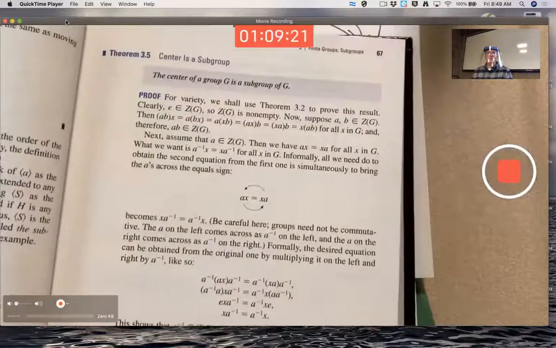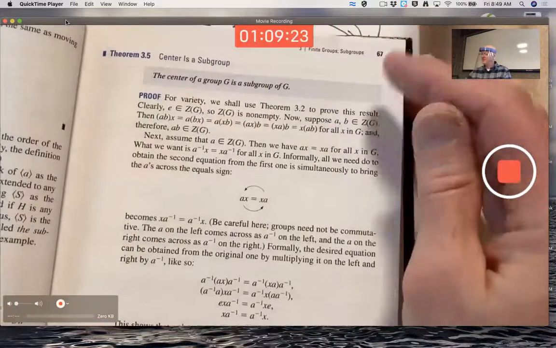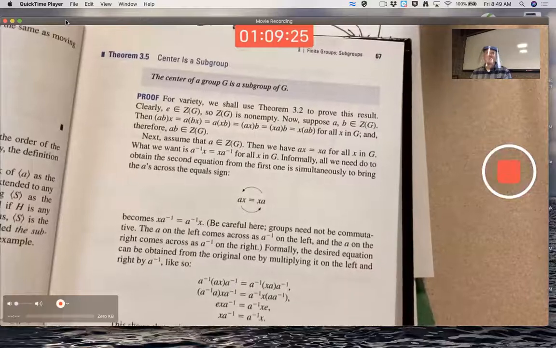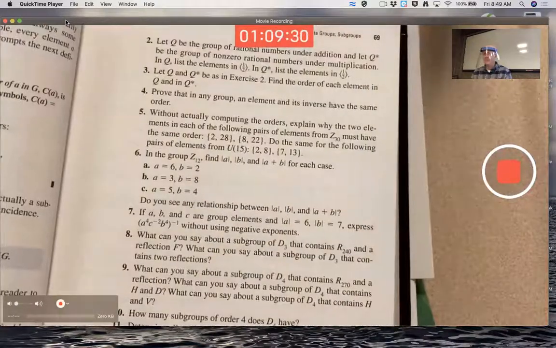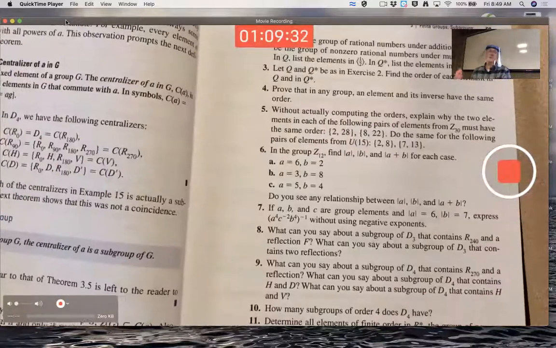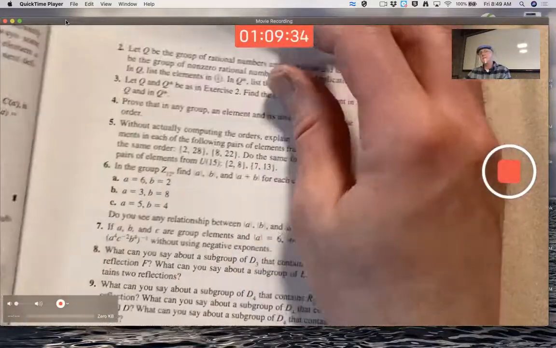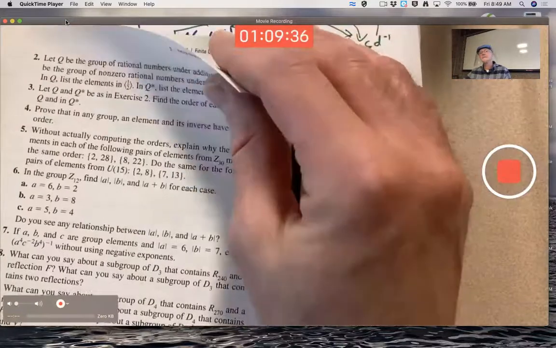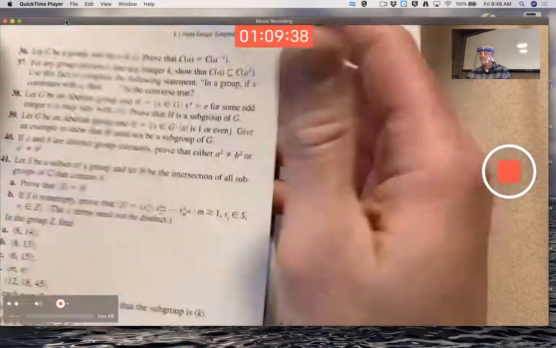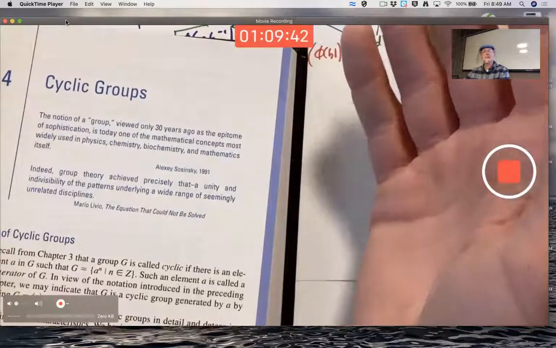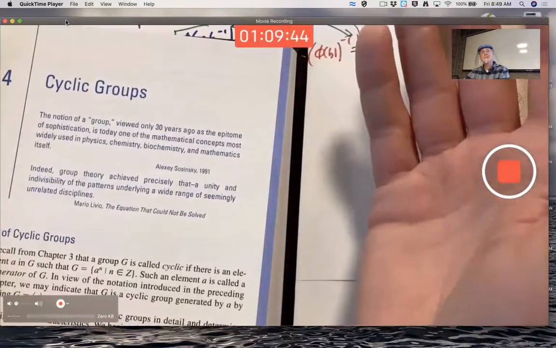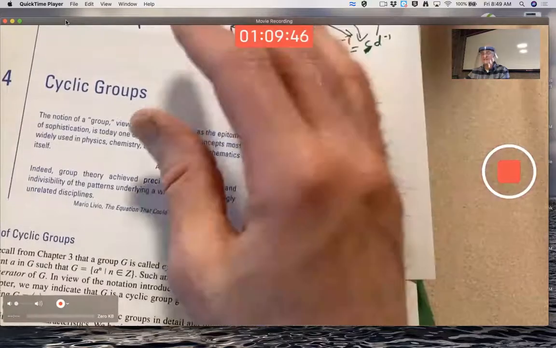Center and centralizers. That's a fairly long proof. I'm not sure, but you should understand it certainly. Be able to find the center and centralizers for our typical examples that we've done, which are fairly limited: Zn, Un, Dn, Sn are the main examples where we think about those kinds of things.